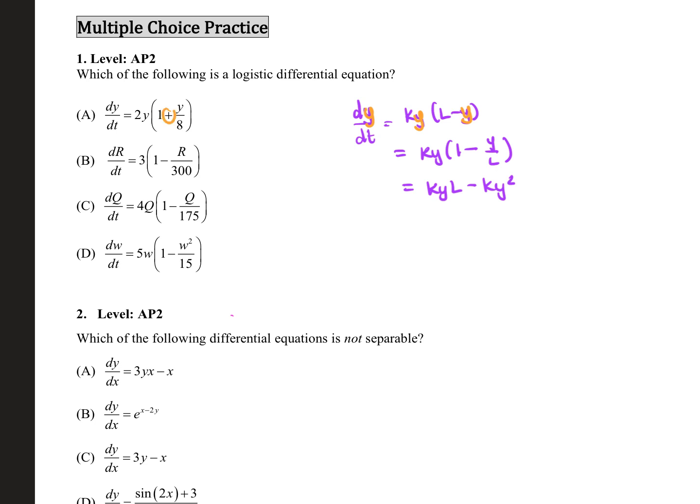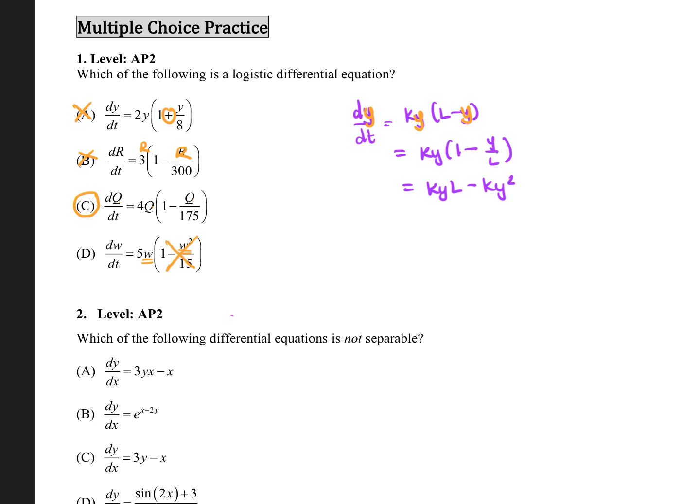So this one does not have a minus sign, so it's not this. This one says dr/dt, so I should have an r here and an r here. And right here we have dq, and we have a q here and a q here, so it's going to be this one. Let's double check. This one has a w and w squared, so that's not it.